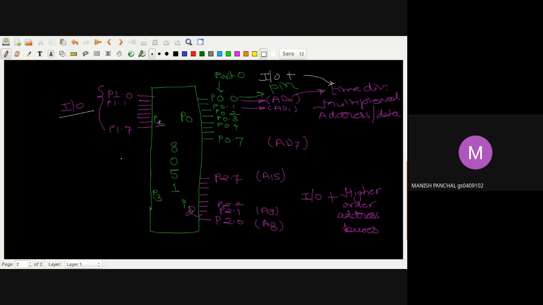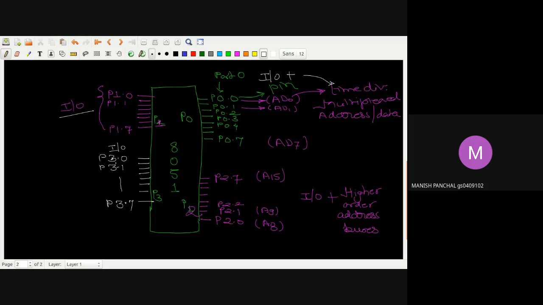We have one more port, and that port is called port 3. Port 3 will have some different functionality, some extraordinary facility. First we will draw the total 8 pins: 1, 2, 3, 4, 5, 6, 7, and 8. What is the pin nomenclature for this one? It is P3.0, P3.1, and up to P3.7. Is it clear? So these are acting like IO ports.